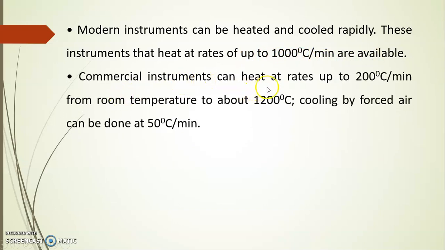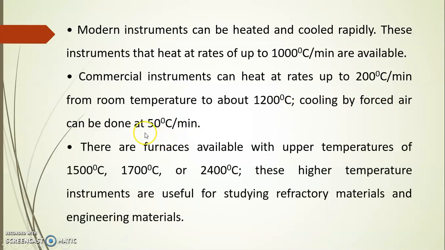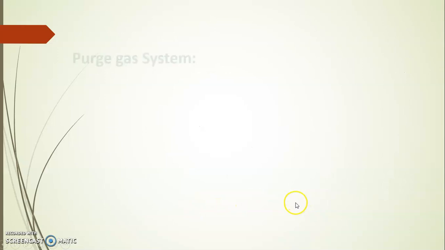Commercial instruments can heat at rates up to 200 degrees Celsius per minute from room temperature to about 1200 degrees Celsius. Cooling by forced air can be done at 50 degrees Celsius per minute. There are furnaces available with upper temperatures of 1500, 1700, or 2400 degrees Celsius. These higher temperature instruments are useful for studying refractory materials and engineering materials.